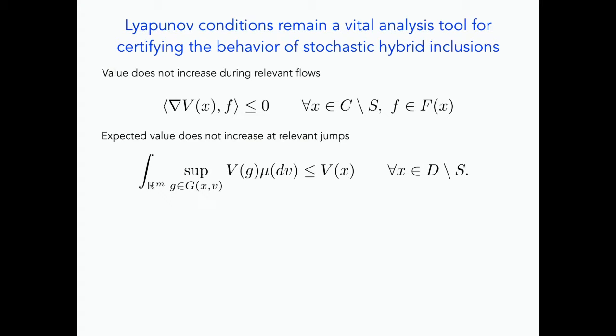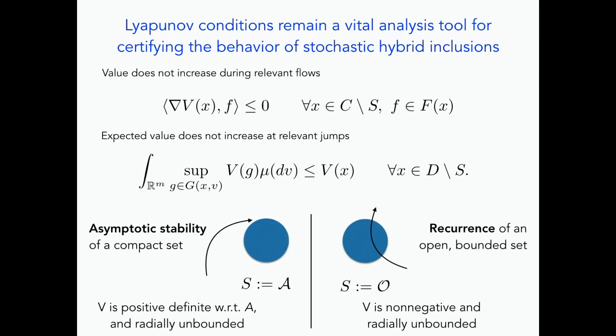That's the first inequality. And then in the stochastic case on the jump side, we're looking at the expected value not increasing. Again, at points in the jump set, but maybe excluding points that we don't care so much about. This type of inequality could be relevant for a couple of different stability-like properties.